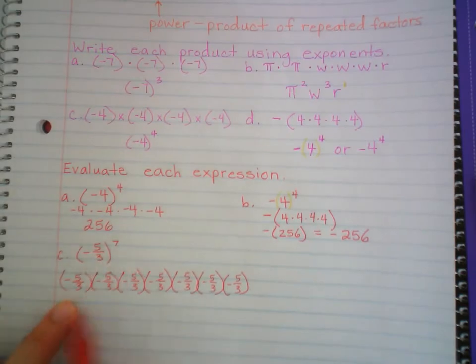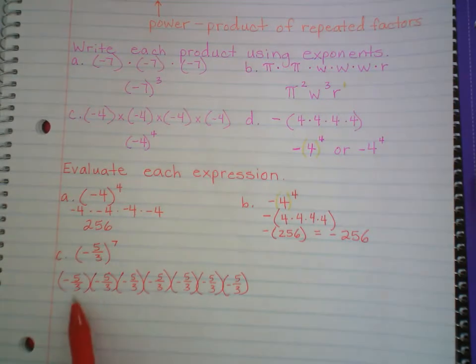So negative 5/3 to the 7th. Negative 5/3 is the base, and we do it 7 times. Multiply it, the product, by itself 7 times. Uno, dos, tres, cuatro, cinco, seis, siete. Okay.